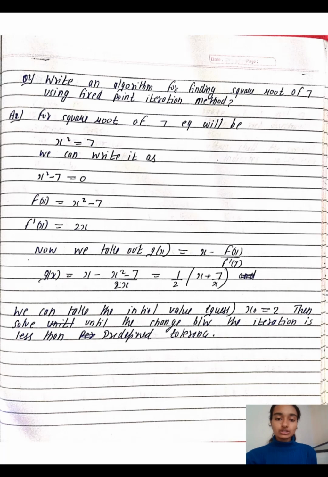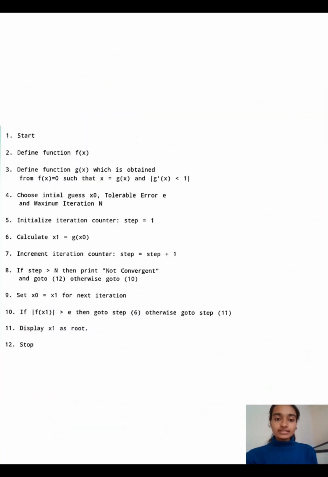So we calculate g of x. Now g of x is equals to x minus (x square minus 7) by 2x. After solving this, we get 1 by 2 in bracket x plus 7 by x. We can take the initial value x not not equals to 0, then iterate until the change between iterations is less than the predefined tolerance. So we start the algorithm.